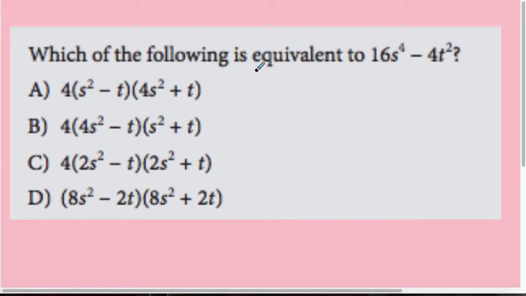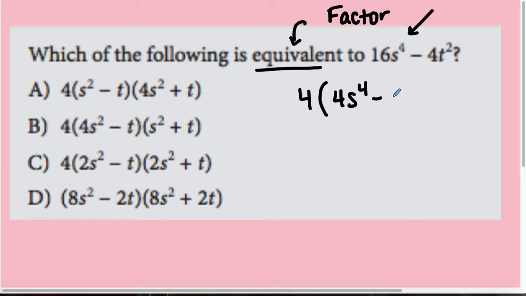Which of the following is equivalent to 16s to the fourth minus 4t squared? Okay, so first of all, I have to look at it. It's asking for an equivalence. I look at the answers and I see that I've got 2 binomials, so it's asking for me to factor it. All right, now I look at it and it's quadratic form. It's not exactly quadratic with the exponent of 2, but it's quadratic form. So if I'm going to factor it, step 1 is always to look for a GCF. Now I see a GCF of 4, so I can pull that out and I'm left with 4 times 4s to the fourth minus t squared.